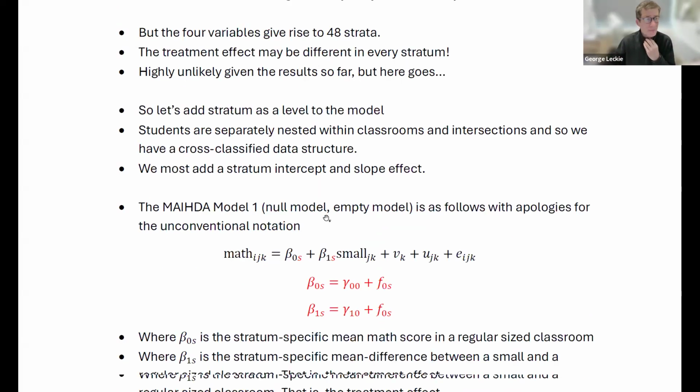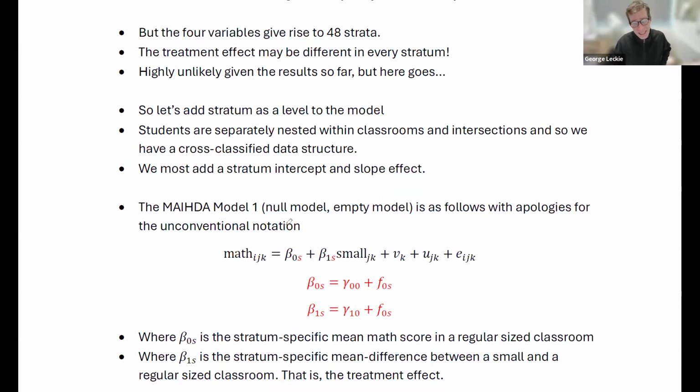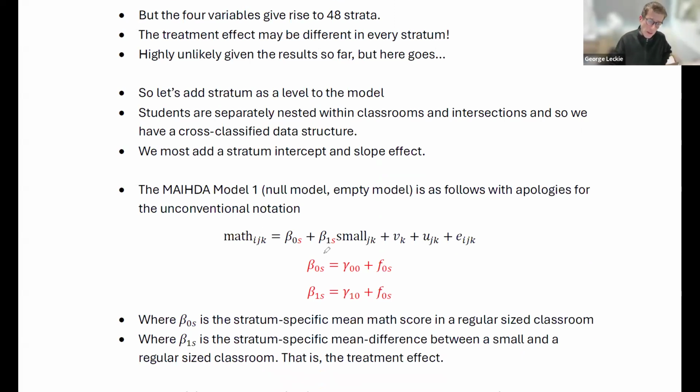Excuse the rather unconventional notation. I'm sticking with my IJK for student I in class J in school K, but I'm now putting S subscripts on the intercept and the all-important slope coefficient, the treatment effect of being educated in a small class, because I'm allowing those stratum-specific coefficients to vary across the 48 strata.